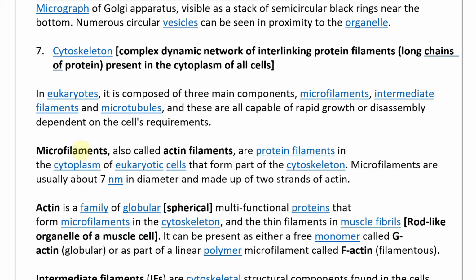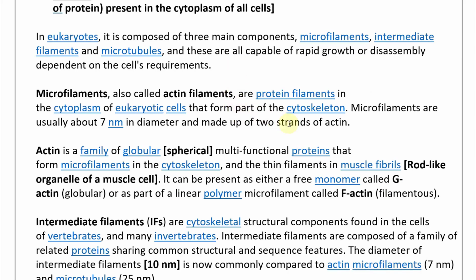Yeah, and microfilaments are also called actin filaments. They are protein filaments in the cytoplasm of eukaryotic cells that form part of the cytoskeleton, and are usually about 7 nm, or nanometers, in diameter. A nanometer is about a billionth of a meter. It's made up of 2 strands of actin, where actin is a family of globular, or spherical, multifunctional proteins that form microfilaments in the cytoskeleton.